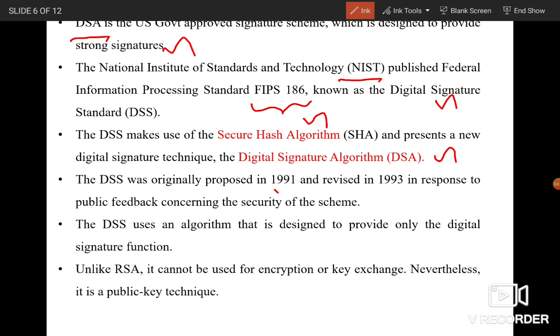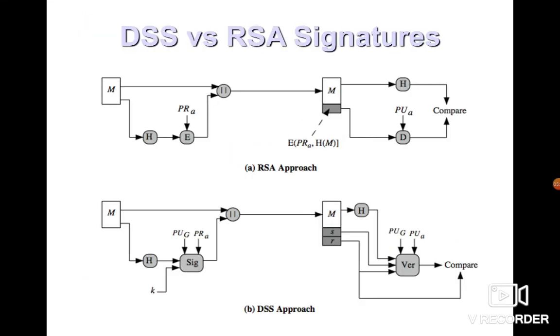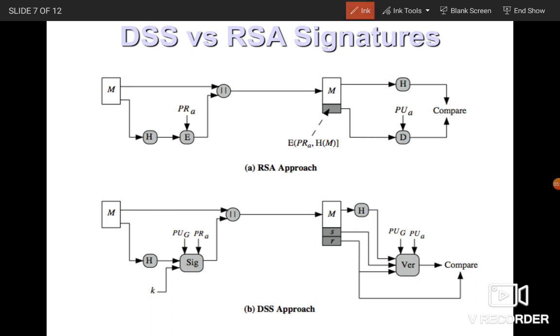DSS was originally proposed in the year 1991 and it was revised in the year 1993. The main use of DSS is to provide only the digital signature function, and it cannot be used for encryption and it cannot be used for key exchange like RSA. But still it is a public key cryptography technique. So now we compare the DSS approach and the RSA signature.